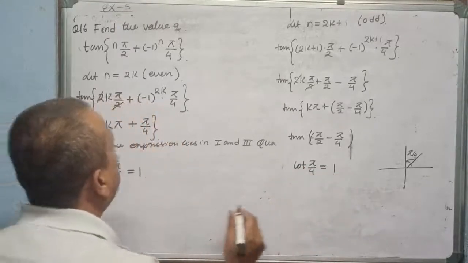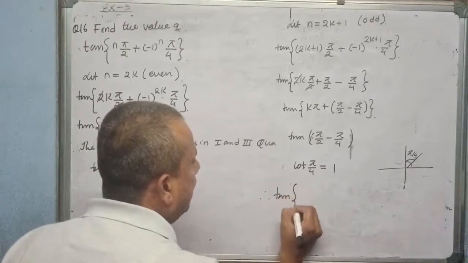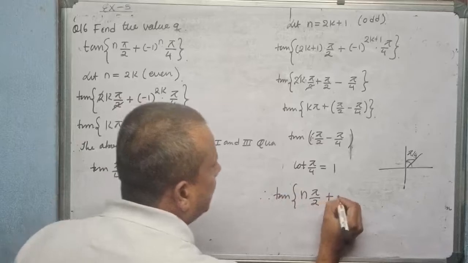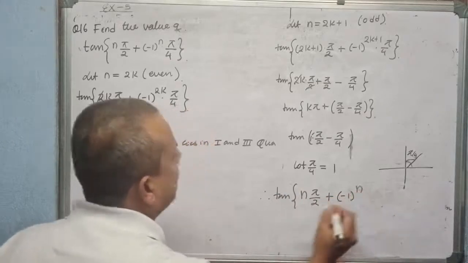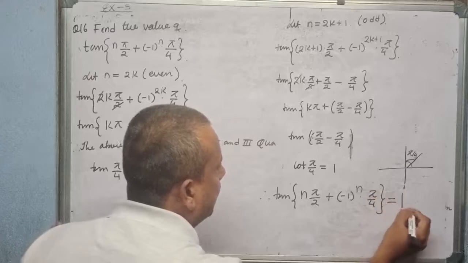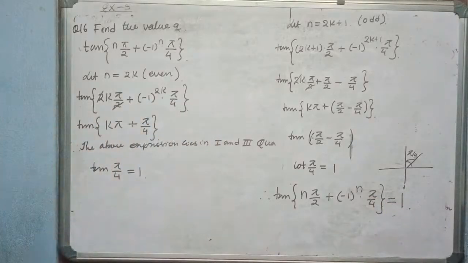Therefore, the final answer is tan of n into pi by 2 plus minus 1 to the power n into pi by 4. The value of this expression is always 1. And with this question, I'll finish this chapter. The next video will be of another chapter of trigonometry, that is compound angles. This much for today. Thank you.